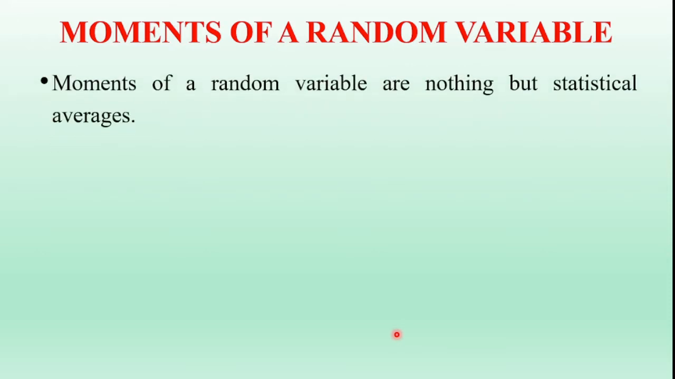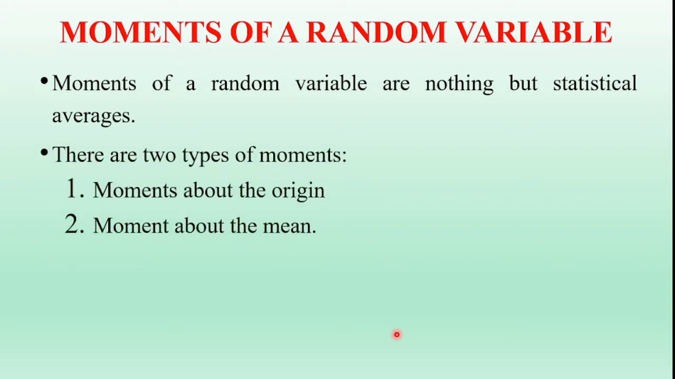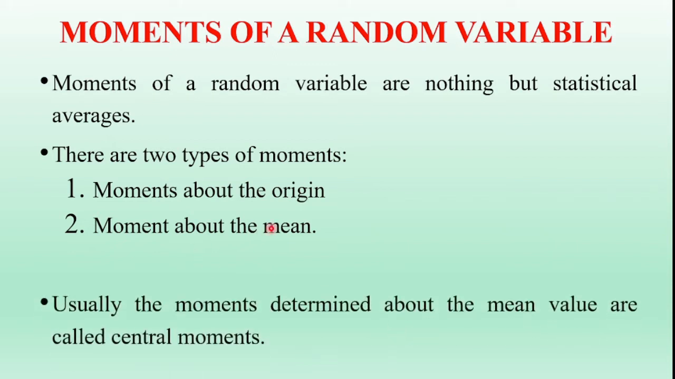There are two types of moments: moment about the origin and moment about the mean. Generally, the moments determined about the mean value are called central moments. So moment about the mean is also called central moments. First, we are going to discuss the moment about the origin concept.